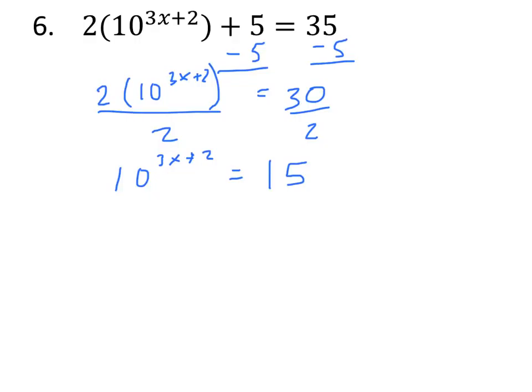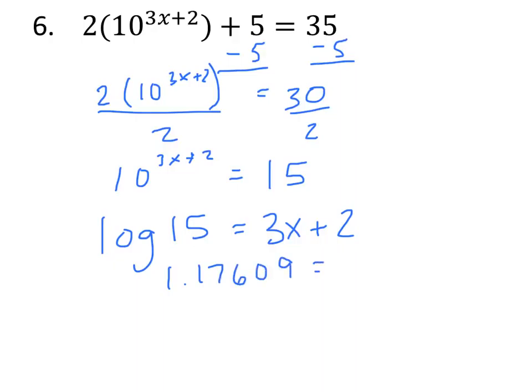Alright, now I have 10 to its exponent by itself. So that means I can take the log base 10 of 15 and set that equal to the exponent, which is 3x plus 2. So I have to find the log of 15, and I get 1.17609 equals 3x plus 2. And now I just have this one equation to solve.